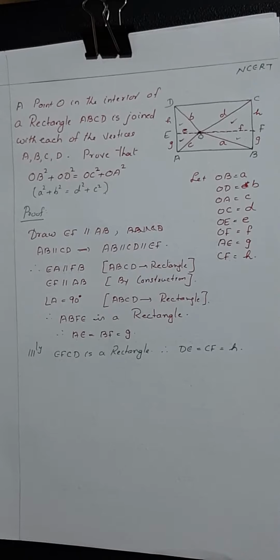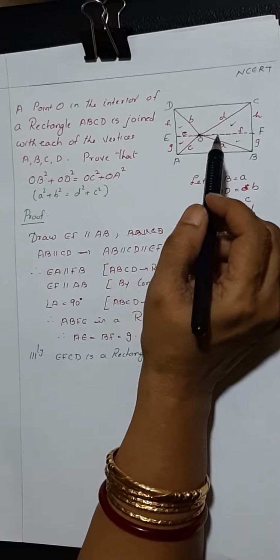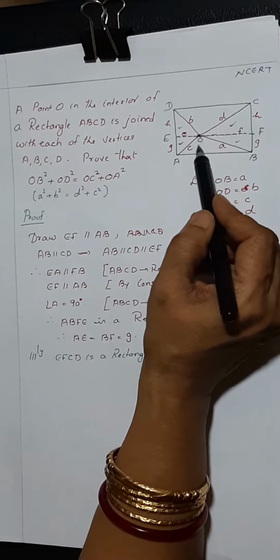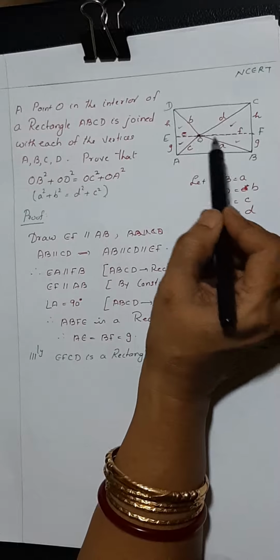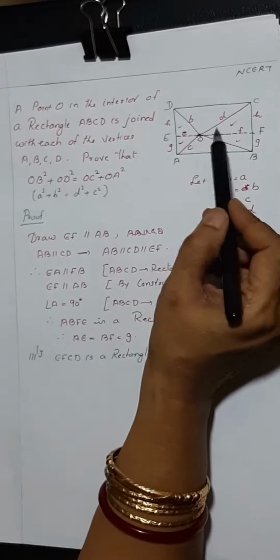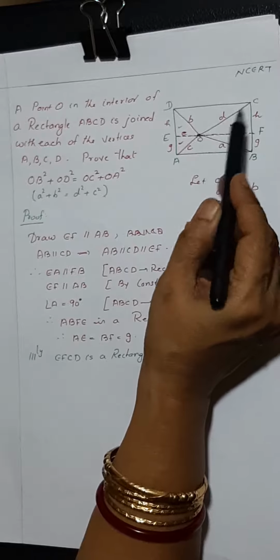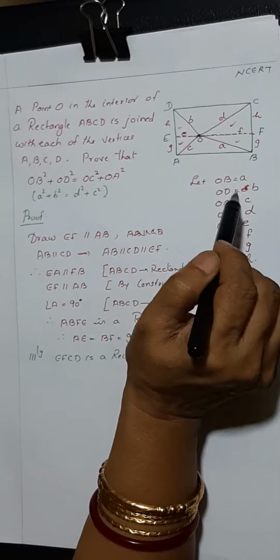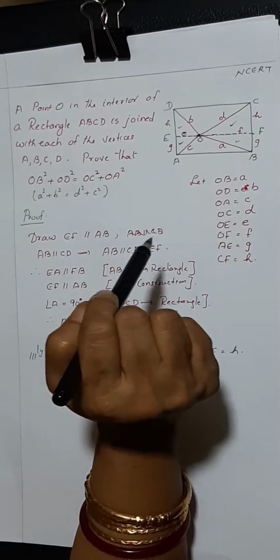So here in this question it is given, ABCD is a rectangle and point O is in the interior of the rectangle. It's any point inside the rectangle. Prove that OB squared plus OD squared is equal to OC squared plus OA squared. So now join OC, OD, OA and OB, and let us give the names as ABCD and EF, GH.